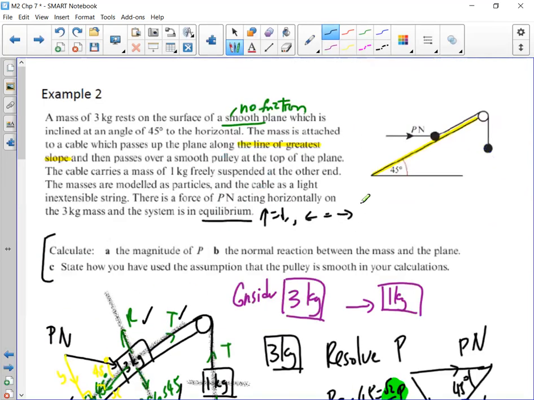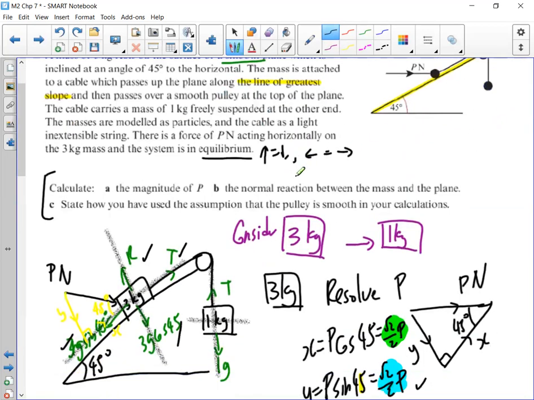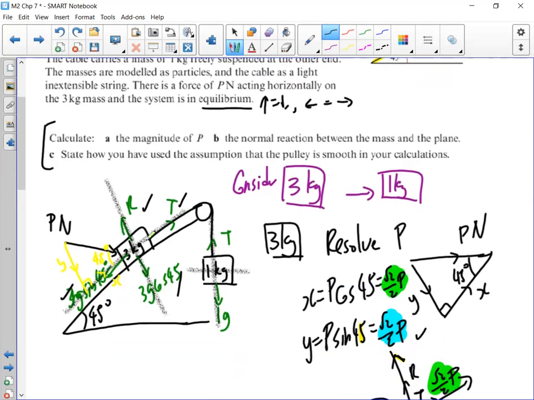Nice. Next, if it is a more complicated question with a pulley, don't fret. Step by step, clear your mind. Think about what forces are on each block. So for the 3 kilogram block, because it's on an inclined plane, we know reaction, mg cos theta, mg sin theta. Also, because there's a string, the tension going upwards.